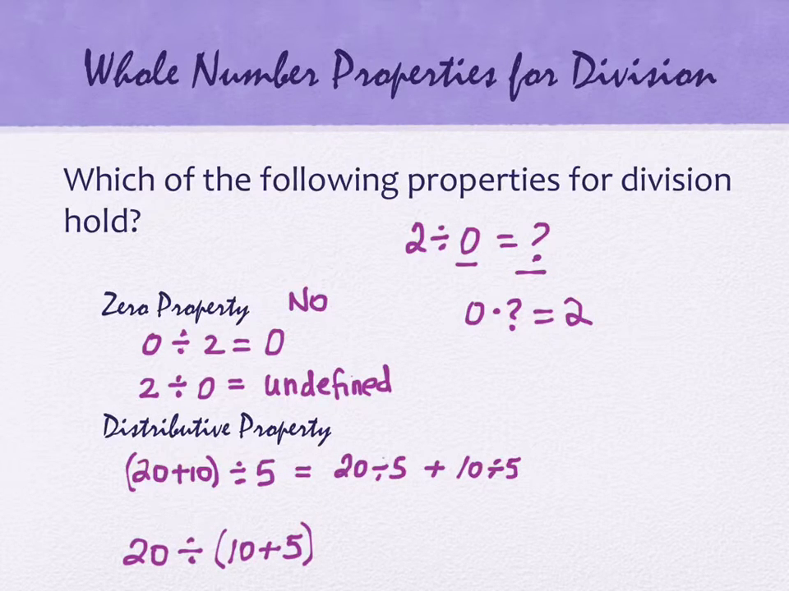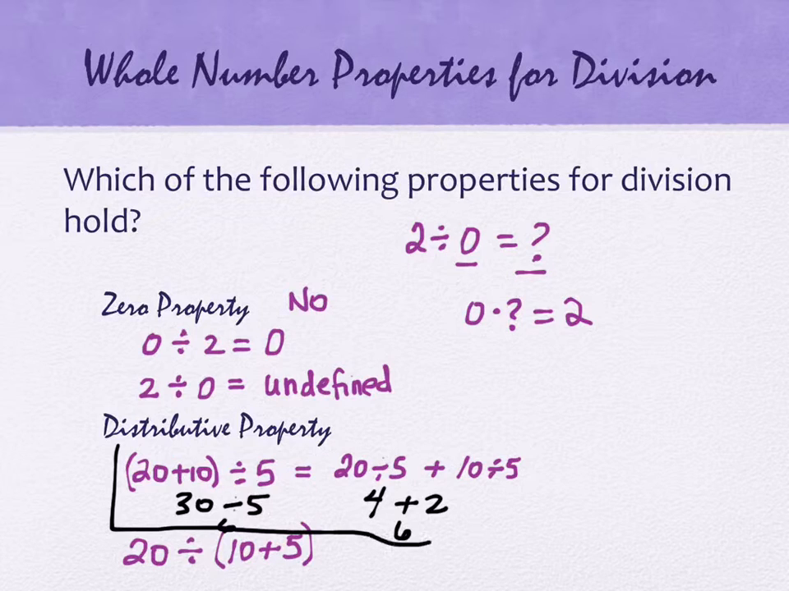If I do what's on the left-hand side, what's 20 plus 10? 30. And what is 30 divided by 5? 6. Okay, let's do the right-hand side. What's 20 divided by 5? 4. And what's 10 divided by 5? 2. So 4 plus 2 is 6. So in this case, when I do the division second, it works, right? So one direction of this did work. So we're going to check the other direction now.